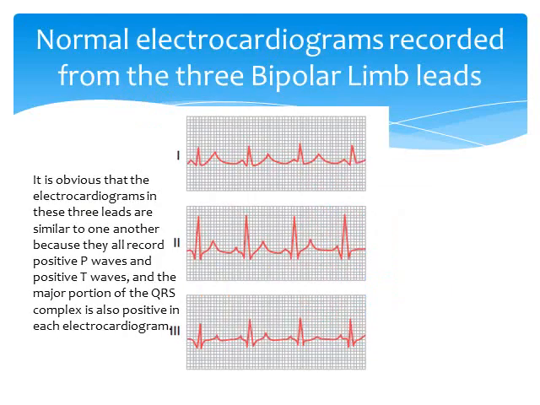So this is the normal electrocardiogram recorded from the 3 bipolar limb leads. And it's obvious that the electrocardiograms in these 3 leads are similar to one another because they all record positive P waves, positive QRS complex and positive T waves.